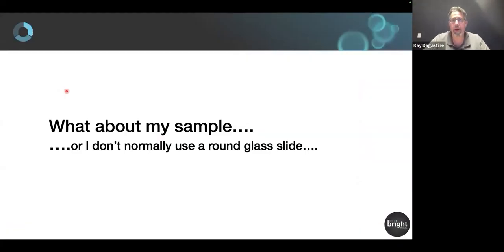But the last two things I wanted to point out, because I think these are important for biology, is I've kind of said, hey, we use a round glass slide. And I'm sure people in the room are going, I would never use a round glass slide to look at my samples. I might use a Petri dish, I might use a well plate, but why would I use a round glass slide? So I did want to just talk a second about sample handling.